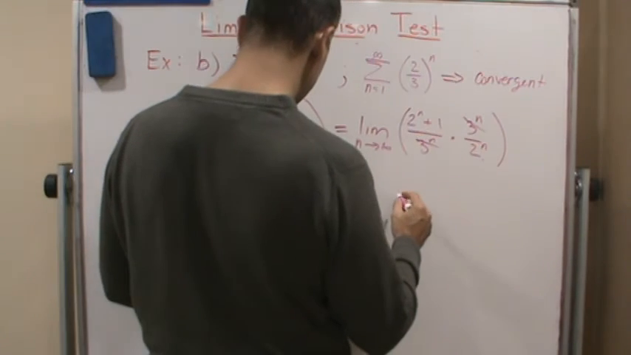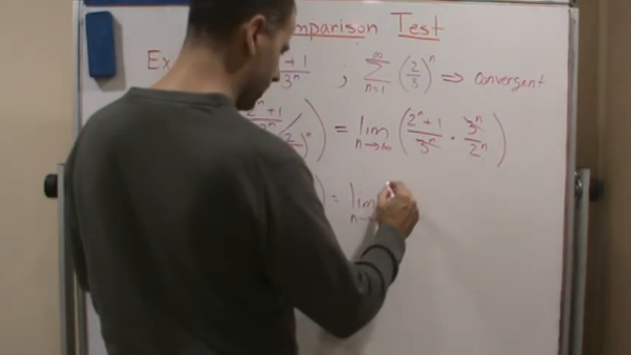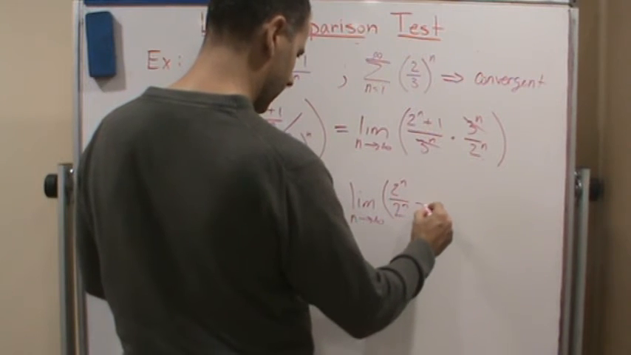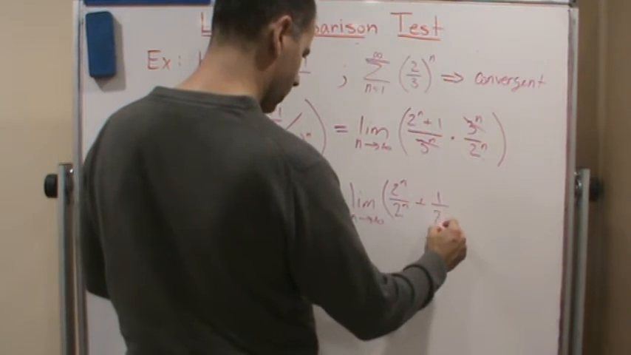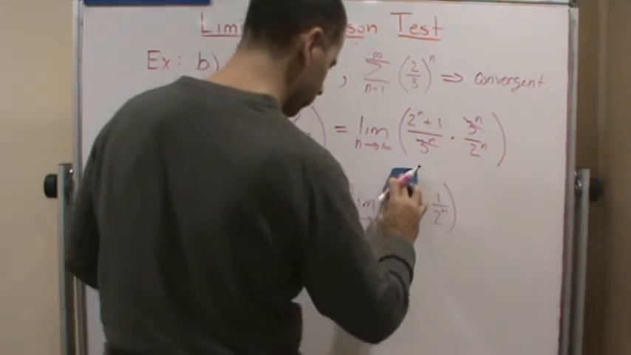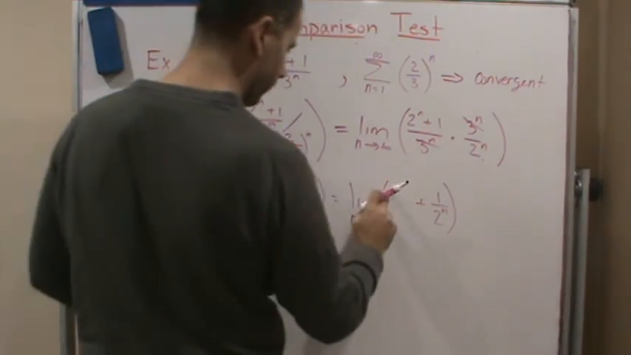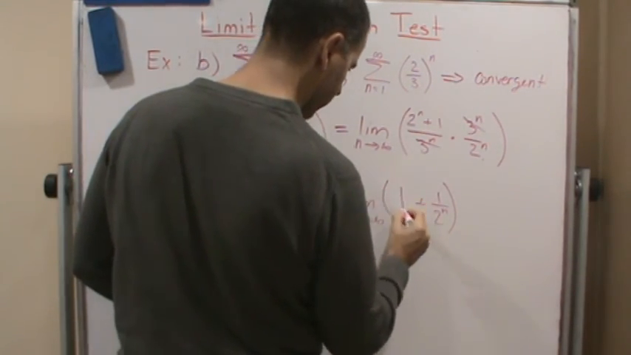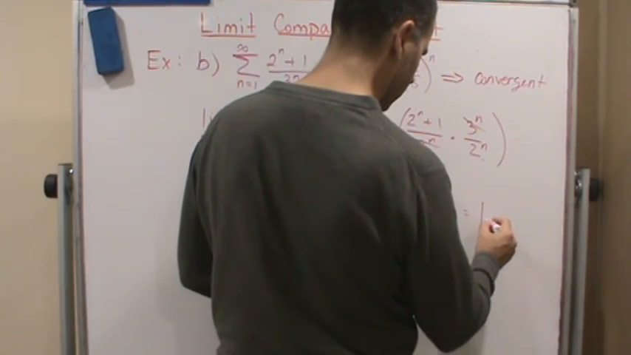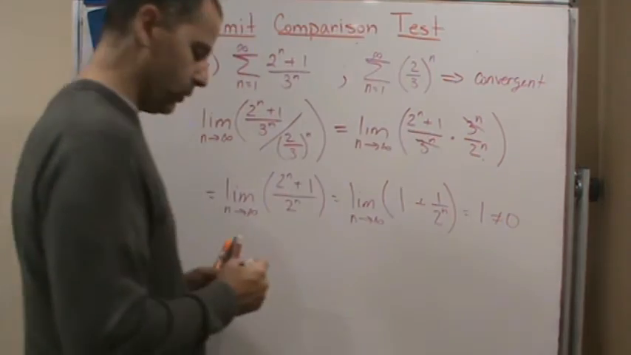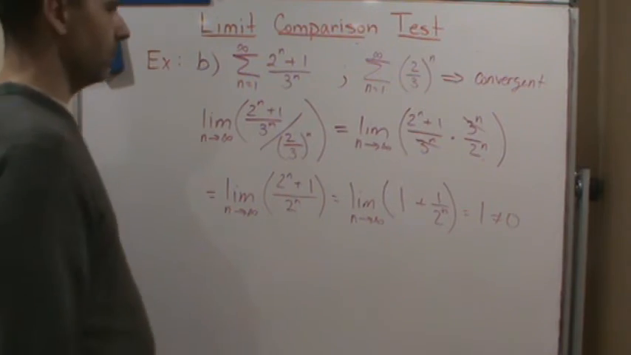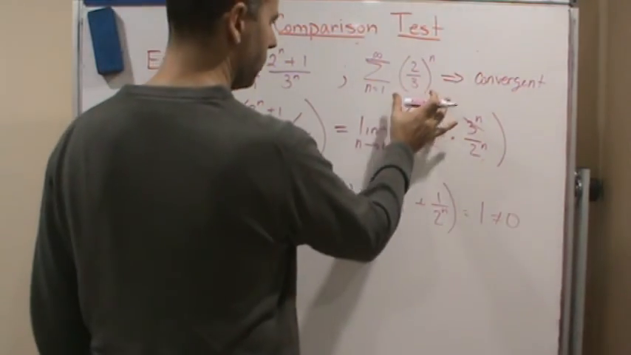But you can see it even better if you split this up into 2 fractions and you split it up as 2 to the n over 2 to the n plus 1 over 2 to the nth power. Well, this is always 1. Right? And so the limit as n goes to infinity is 1, which is not equal to 0, right? Which means, since this is convergent, right?